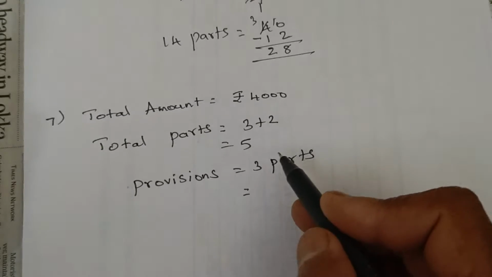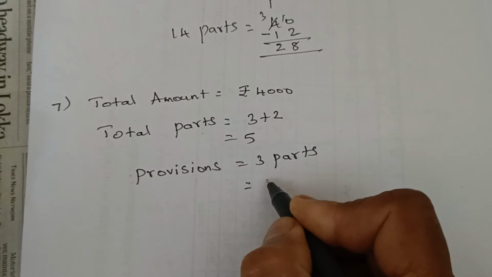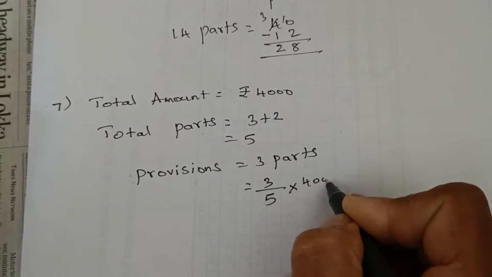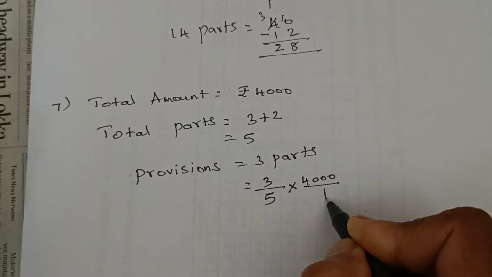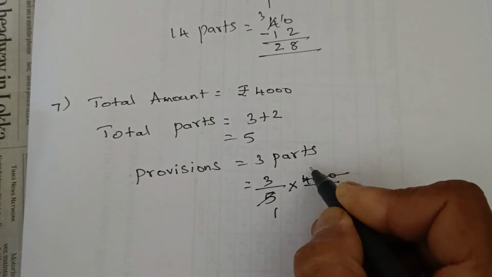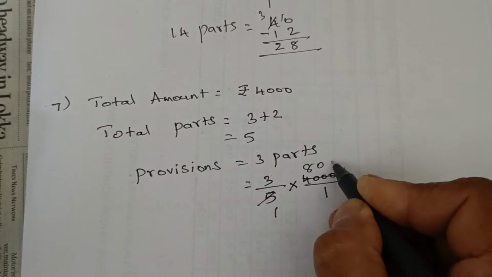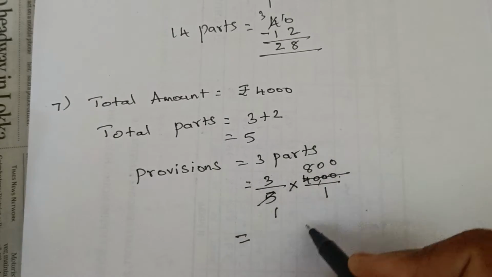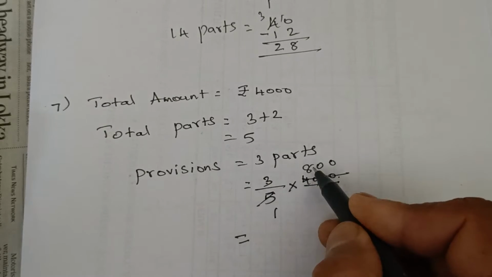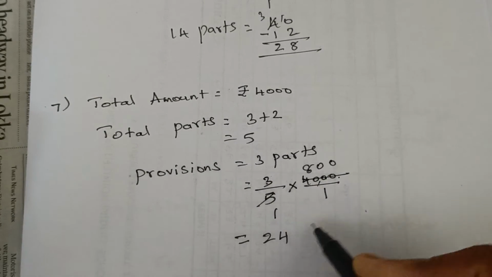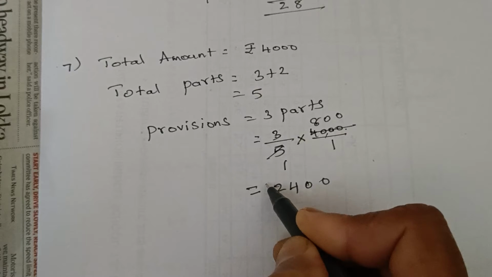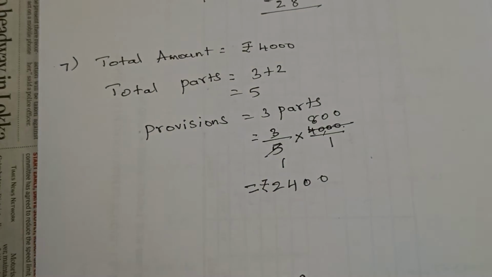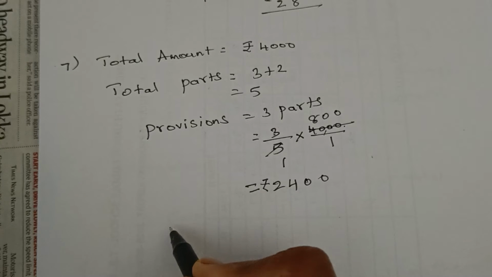So for provisions, we get 3 parts. 3 parts means 3 by 5 into what is the total amount we have? 4,000 rupees by 1. Now cancel. 5 ones are 5. 5 eights are 40. Then 0, 0. Now multiply. That's all. Cancelling is over. 3 eights are 24. How many zeros? 2 zeros. So how much rupees we spent for provisions? 2,400.